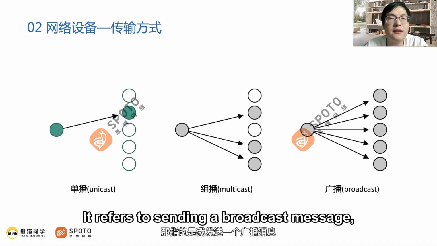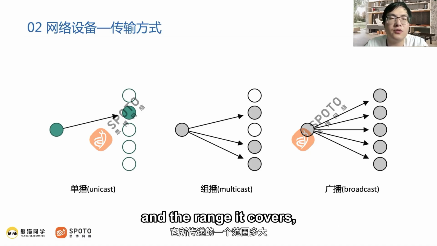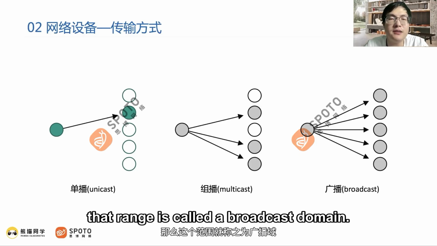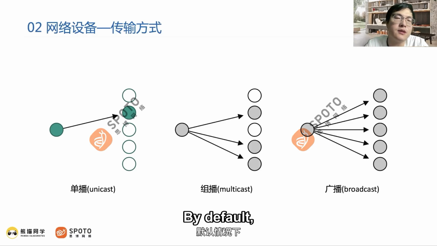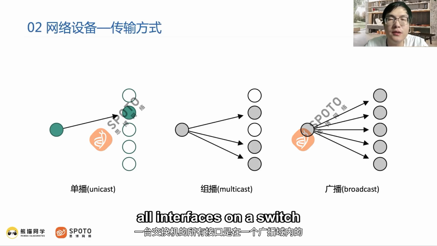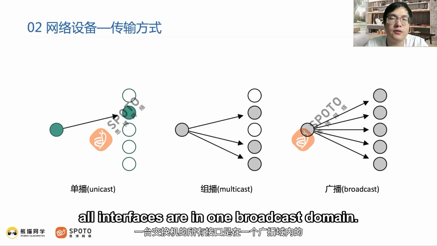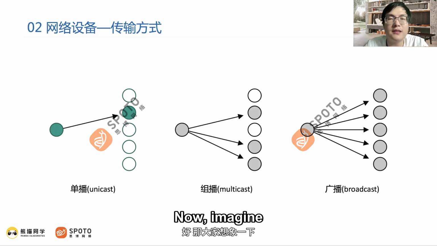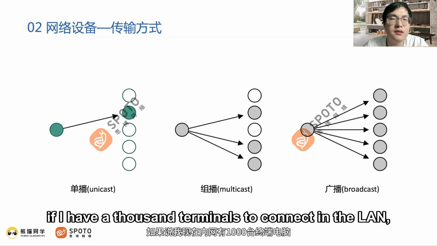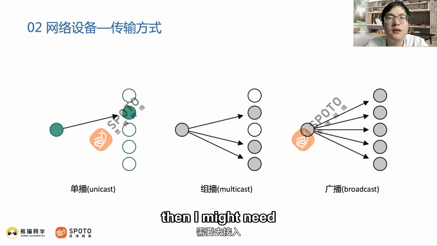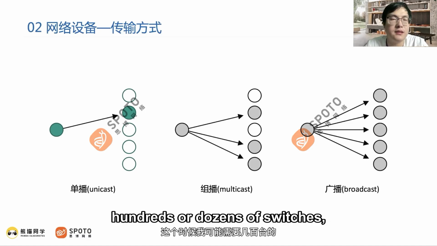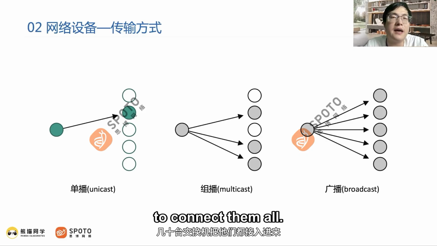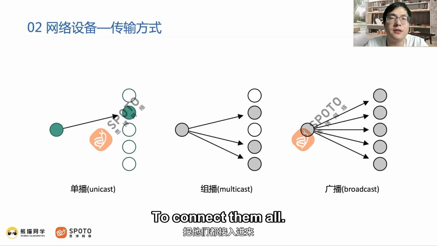It refers to sending a broadcast message, and the range it covers, that range is called a broadcast domain. By default, all interfaces on a switch are in one broadcast domain. Okay, now, imagine, if I have 1,000 terminals to connect in the LAN, then I might need dozens of switches to connect them all.